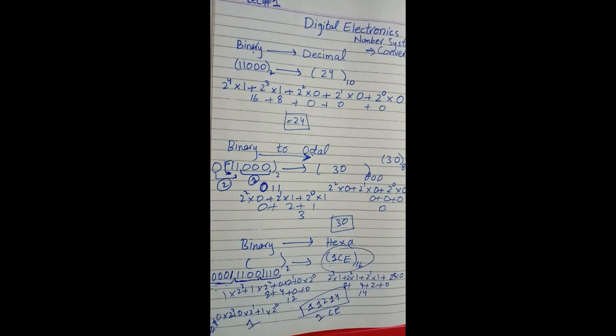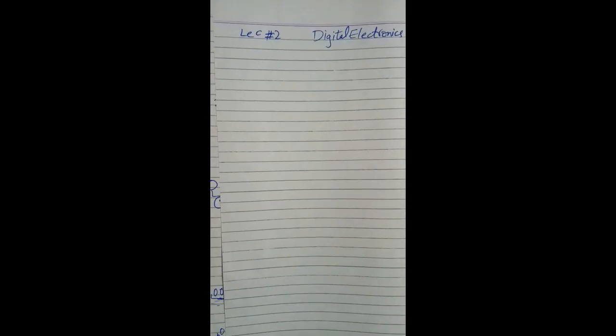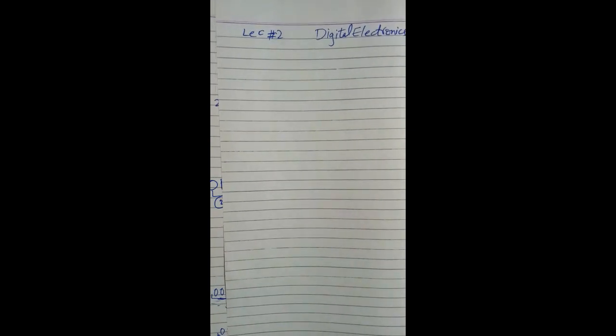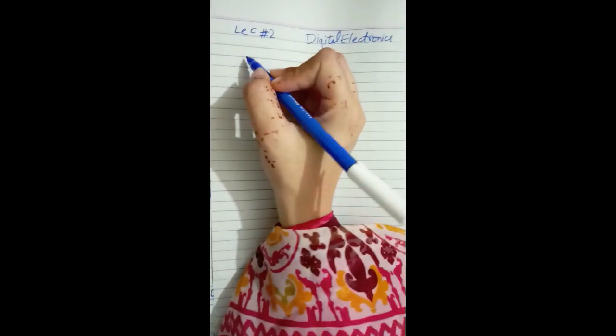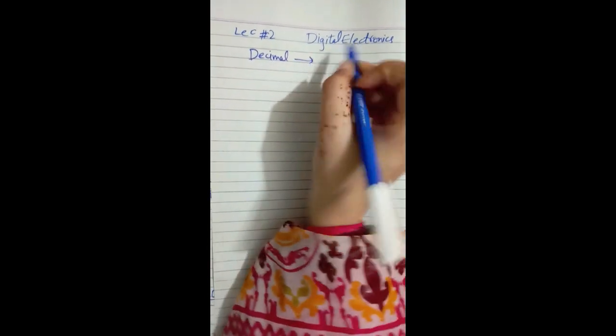In our next lecture we will study the conversions from decimal to binary, octal to binary and hexa to binary. In our second lecture we will study the conversions from decimal to binary, octal to binary and hexa to binary. So the first conversion we are doing is decimal to binary.